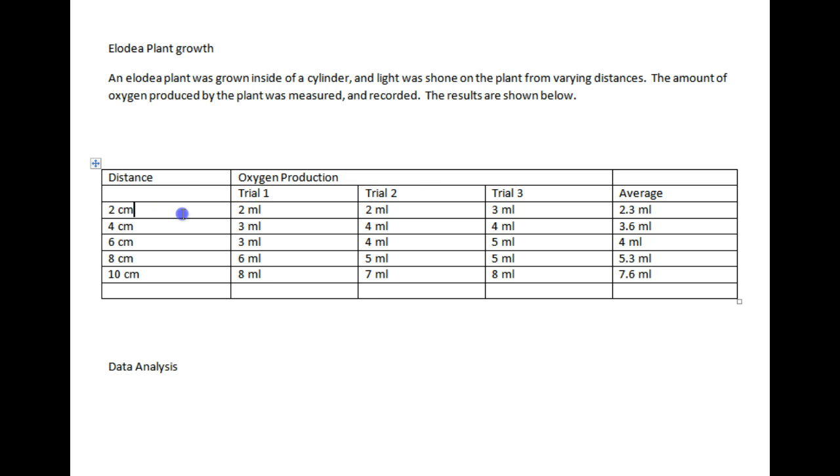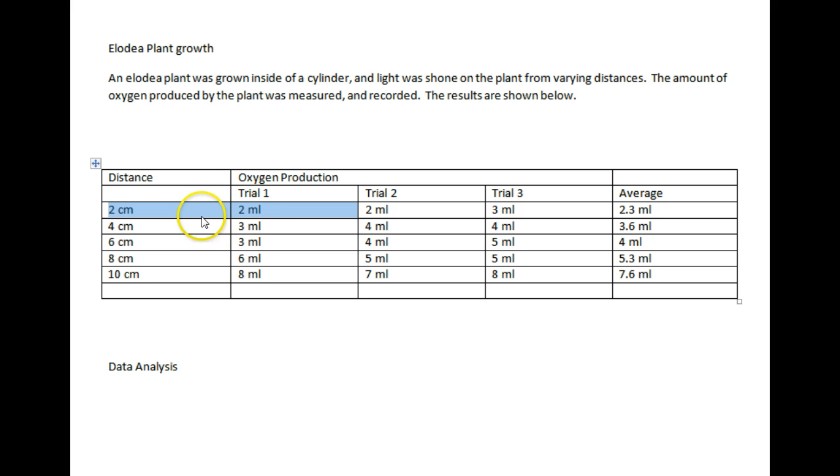And when we look at this data, we can see that at 2 centimeters, the light was 2 centimeters away from the plant. It didn't photosynthesize very much. And then as I moved the light away, it photosynthesized a little bit more. And when you think about it, well, that sort of sounds a little bit weird, but it also could represent some issues with the Elodea plant.